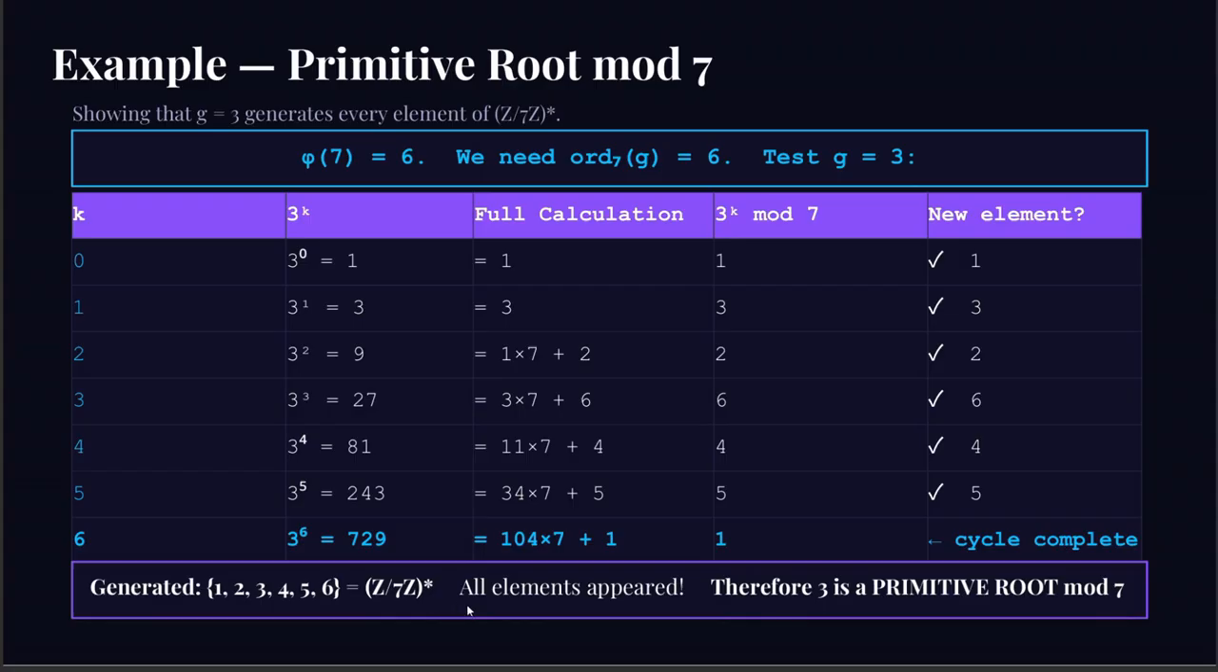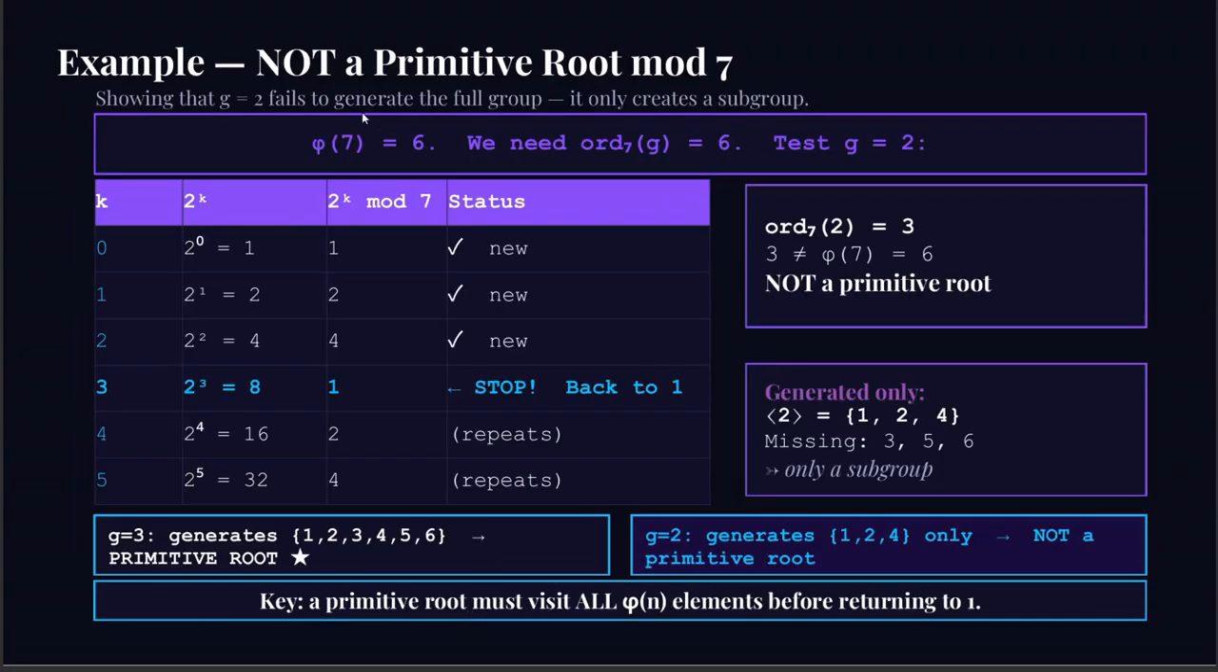Now let us examine an element that fails to generate the whole group, that is g equal to 2. We can compute the powers of g equal to 2 modulo 7. g raised to 0 is congruent to 1, g raised to 1 congruent to 2, g raised to 2 congruent to 4, and 2 raised to 3 congruent to 1. Already returned to 1. So the generated elements are 1, 2 and 4. So here 3, 5, 6 are missing.